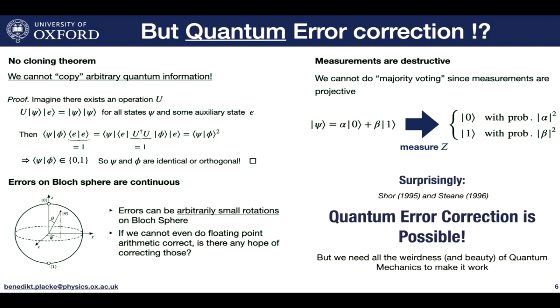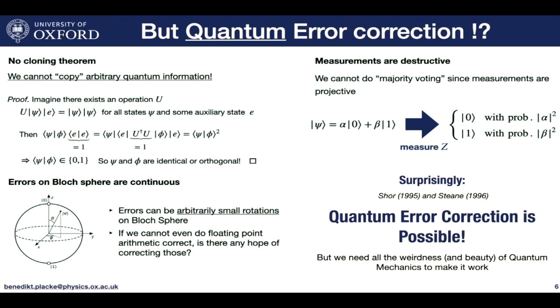But again, surprisingly, now, I hope you now get the surprise of people that really happened when in 1994, Peter Shor and actually independently Andrew Steane of Oxford University showed that quantum error correction is indeed possible. But what I want you to appreciate is that we really need all the weirdness and the beauty, I think, of quantum mechanics to make it work. So we will need everything. We will need entanglement, we will need measurements, superpositions. So yeah, buckle up, and I will try to explain to you how it works, right?